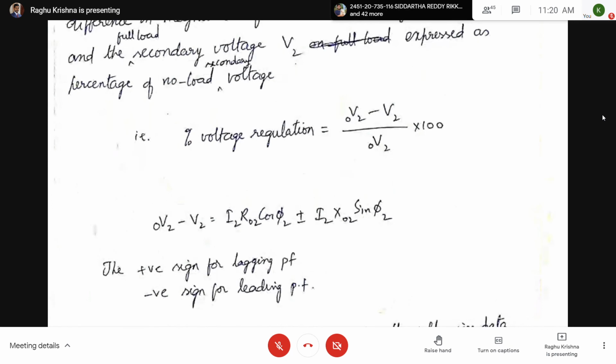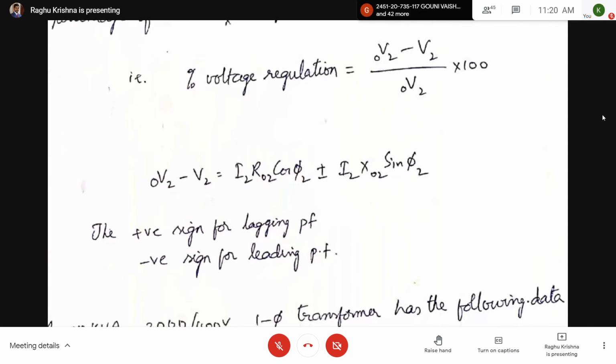So 0V2 minus V2 is equal to I2 R02 cos phi 2 plus or minus I2 X02 sin phi 2. This derivation is a big derivation, so it will be covered for triple students. For you, the formula is enough. The positive sign is used for lagging power factor. The negative sign is used for leading power factor.